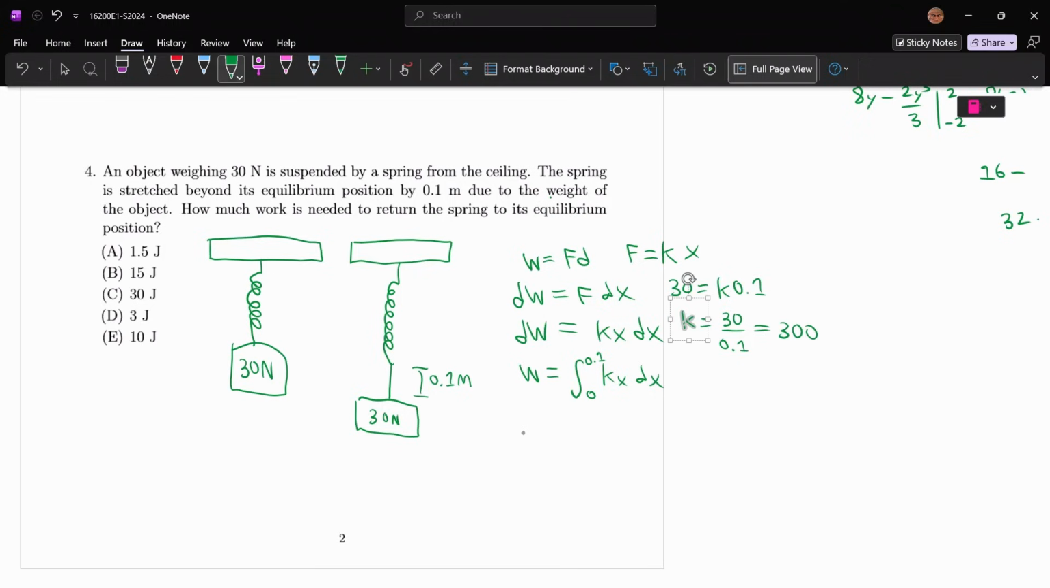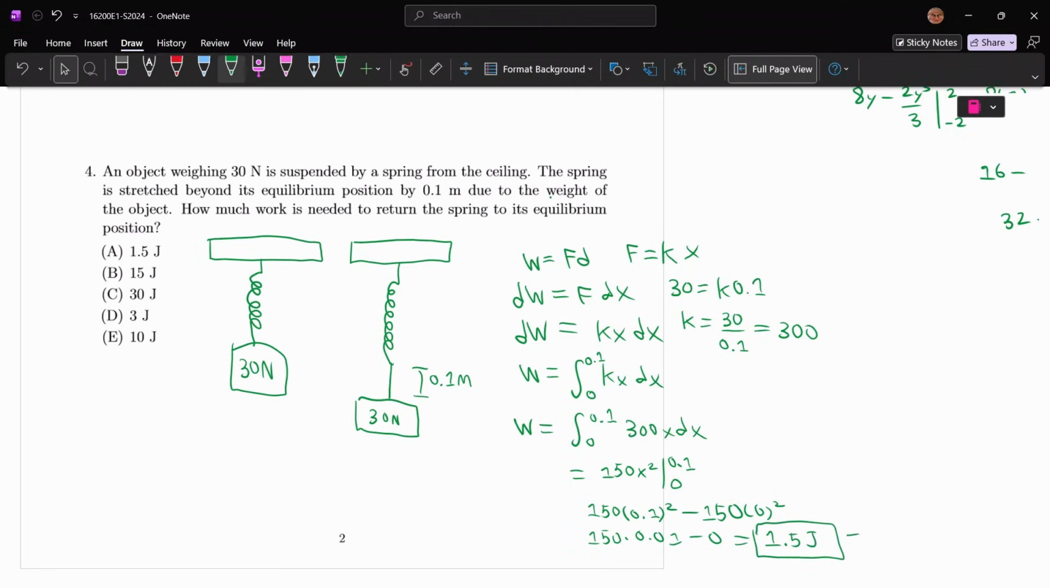Then we can plug that in for k, and you end up with work is equal to the integral from 0 to 0.1 of 300x with respect to x. Evaluating this integral, you should end up with 150x squared evaluated from 0 to 0.1. Plugging in the boundaries, you get 150 times 0.1 squared minus 150 times 0 squared, which is 150 times 0.01 minus 0, which gives us 1.5 joules. This is our work, and this is the answer to the question. Matching up with the answer choices, the answer would be A.